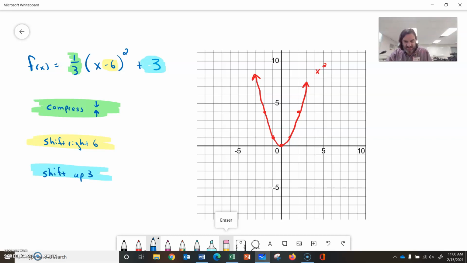We're going to go to the right 6. I'm going to take that center point, go to the right 6, up 3. So that's where we're going to be. And then we're going to take the parabola and kind of open it up. So where we would go over 1, up 1, we'll go over 1, up 1/3. Okay? And where we would go over 2, up 4, we'll go over 2, up 1/3 of 4, which is 4/3. So not very appealing there, but it'll look like a pretty wide parabola.